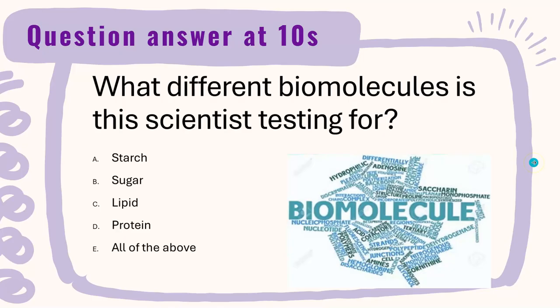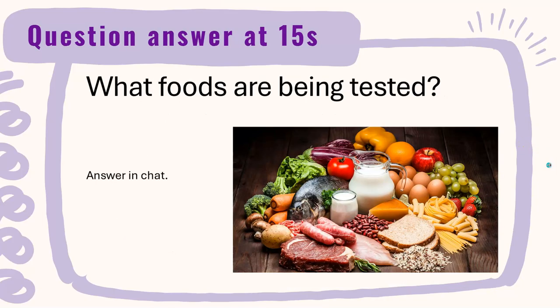Okay. So what different molecules was the scientist testing for? A, starch, B, sugar, C, lipid, D, protein, or E, all of the above? The answer is E, all of the above. What foods were being tested? Well, there was a banana, there was milk, there was what she called cheese bread, and just regular bread.